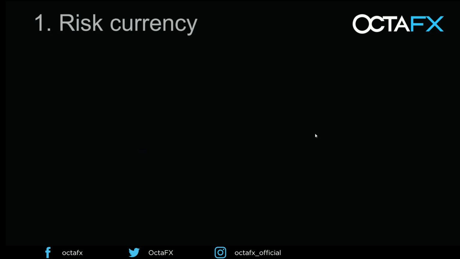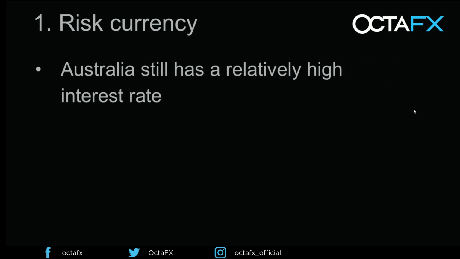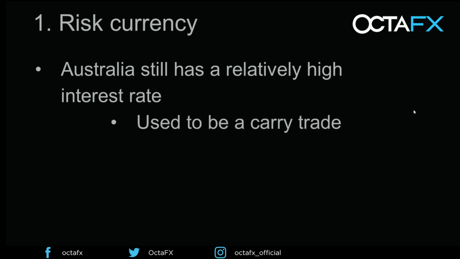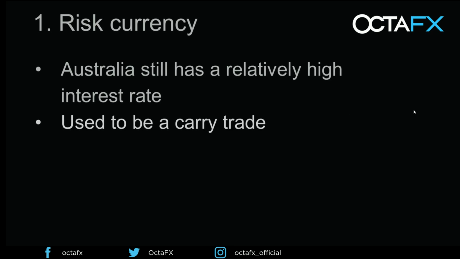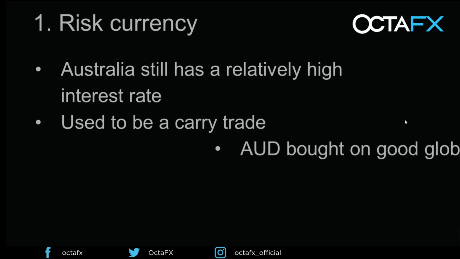Okay, so a classic risk currency. What does this mean? Australia has a relatively high interest rate. This means that in the past, before the crisis, it used to enjoy what was called the carry trade. People would lend cheap money, perhaps in Japanese yen or other currencies, and take a risk, but what was seen as a safe risk, placing the money in Australia where the interest rate was very high.